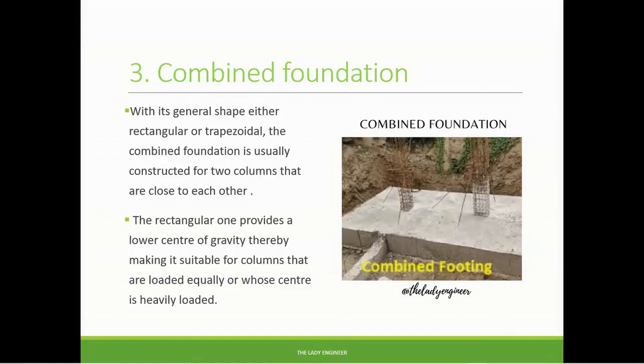Next is the combined foundation. With its general shape, either rectangular or trapezoidal, the combined foundation is usually constructed for two columns that are close to each other. Now, most of you know that we usually construct columns, especially if we are going to build a structure that is going to have a heavy weight, for example, multi-story buildings. A rectangular combined foundation provides a lower center of gravity, thereby making it suitable for columns that are loaded equally or whose center is heavily loaded.